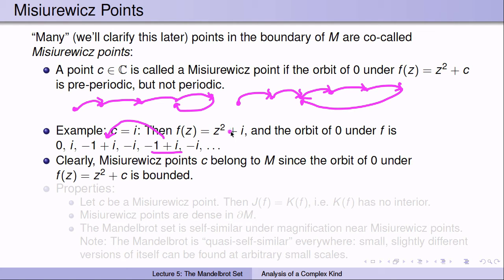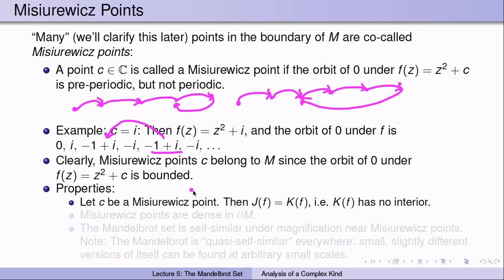Clearly, Misiurewicz points must belong to the Mandelbrot set because the orbit of 0 under the function f(z) = z squared plus c remains bounded, because it's pre-periodic. Here are some properties of Misiurewicz points. The Julia set is equal to the filled-in Julia set. In other words, the filled-in Julia set has no interior.